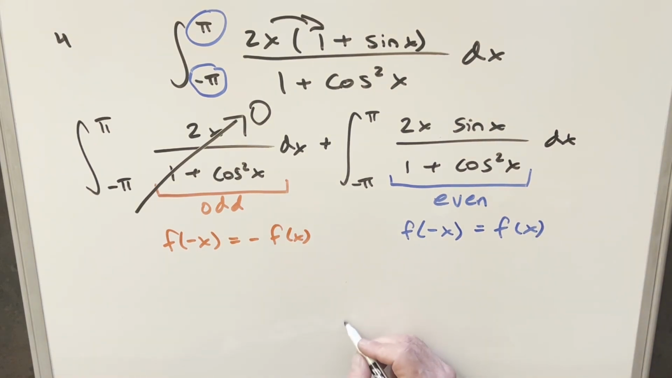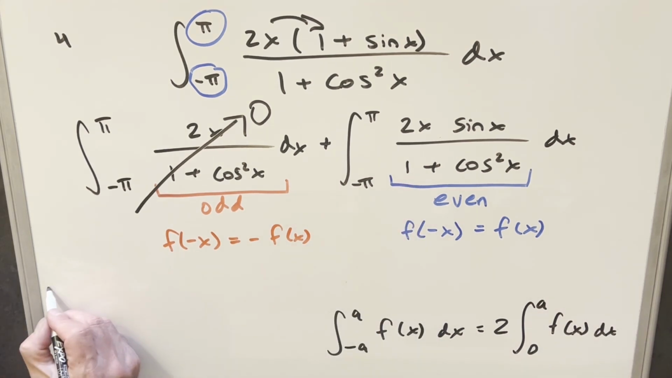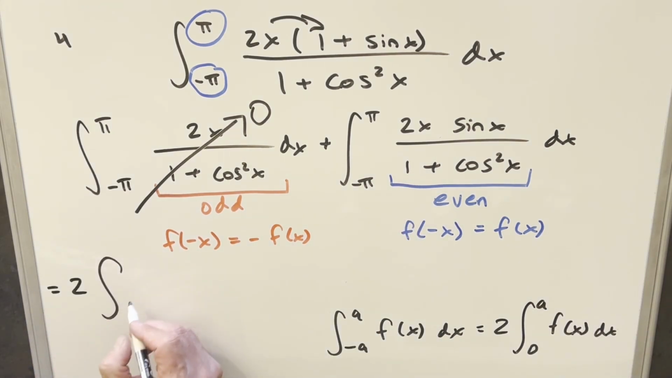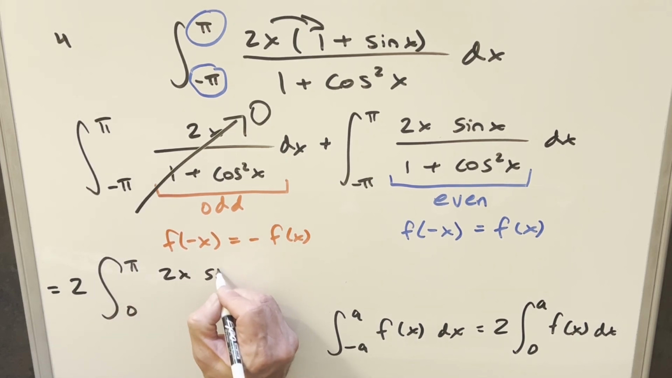Now the principle of even functions we want to use is really similar, but not quite as useful. We have symmetric bounds around 0, and f of x is even in this case. What it allows me to do is bring a 2 out front and change the lower bound to 0. So using this property, we can rewrite it with the 2 out front, now going from 0 to pi of all the same thing.